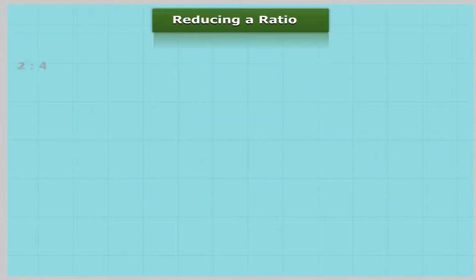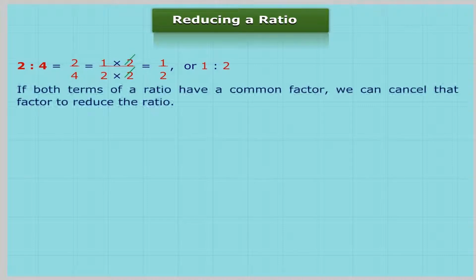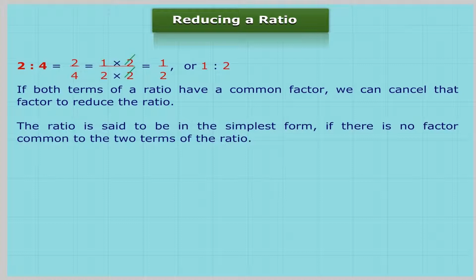Reducing a ratio. Ratio of 2 to 4 equal to 2 upon 4 equal to 1 multiplied by 2 upon 2 multiplied by 2 equal to 1 upon 2 or ratio of 1 to 2. If both terms of a ratio have some common factors, we can cancel the highest common factor to reduce the ratio. The ratio is said to be in the simplest form if there is no factor common to the two terms of the ratio.